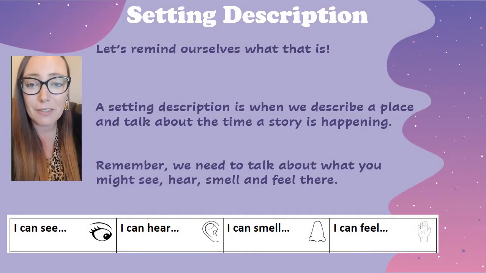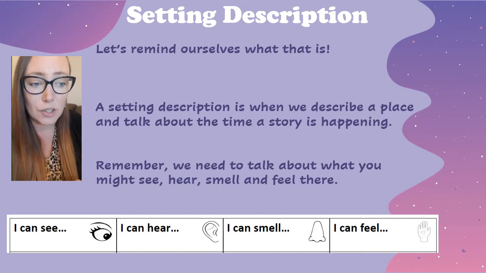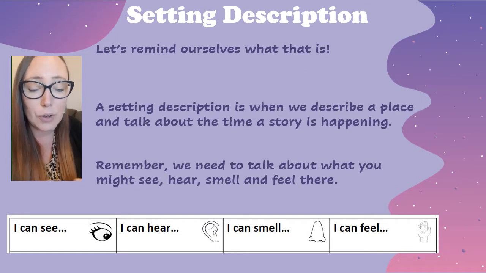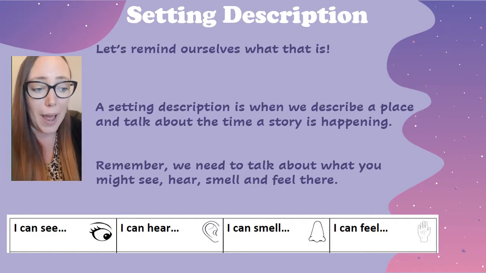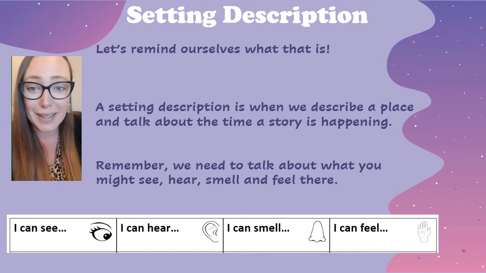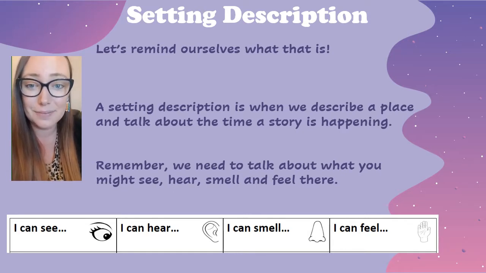Today we are going to be writing a setting description. Now let's remind ourselves what a setting description is. A setting description is when we describe a place and we talk about the time the story is happening. So remember, we need to talk about what you might see, hear, smell, and feel there in that place. You might remember seeing these pictures here last time we did an activity like this.